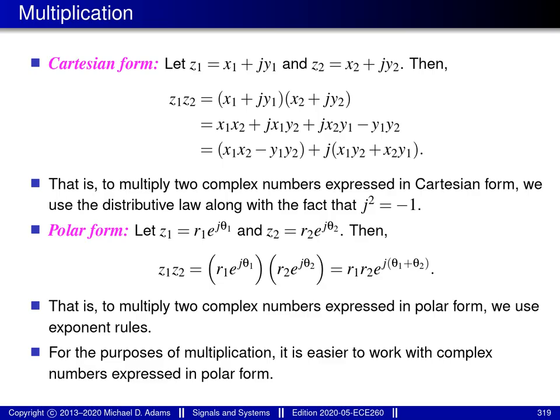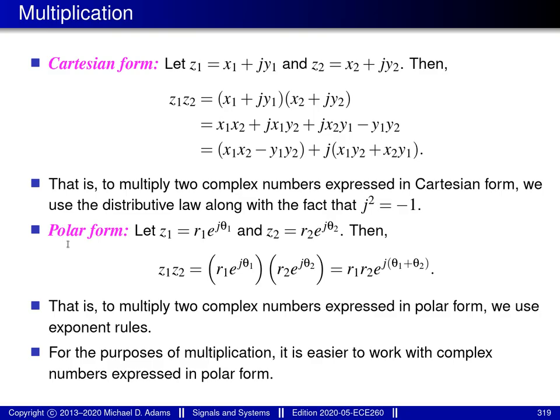Another basic arithmetic operation that we need to be able to apply to complex numbers is multiplication. In order to multiply two complex numbers, the approach we take will depend on whether the complex number is expressed in Cartesian form or polar form. If it's expressed in Cartesian form, for example, of the form of z1 and z2 as shown here, the way we multiply them is we simply do standard multiplication using the distributive law and take into account the fact that when we square j, which is the square root of minus 1, by definition we get minus 1.